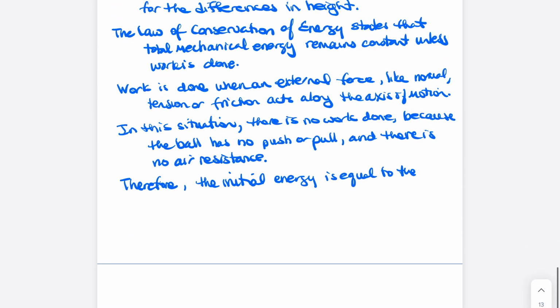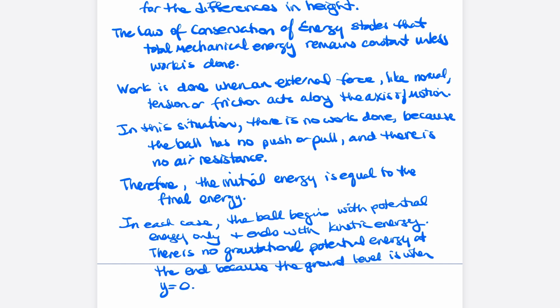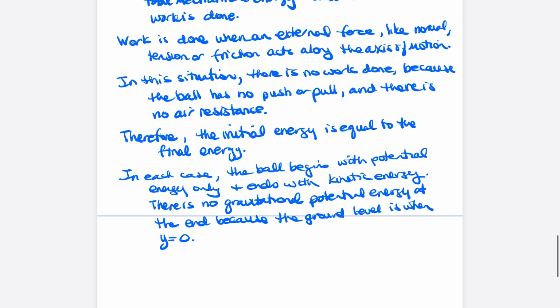So therefore, you can say the initial energy is equal to the final energy, right? That's going back to here: total mechanical energy is constant unless work is done. We just said no work is done. Therefore, whatever you start with, you must finish with. And we can then say, in each case, the ball begins with potential energy only and ends with kinetic energy. There is no GPE at the end because ground level is when y is 0 or h is 0.